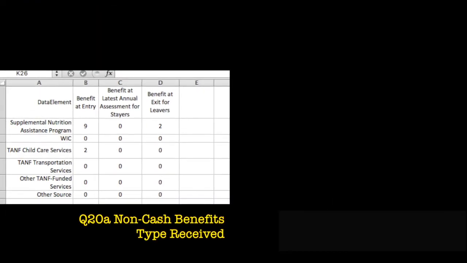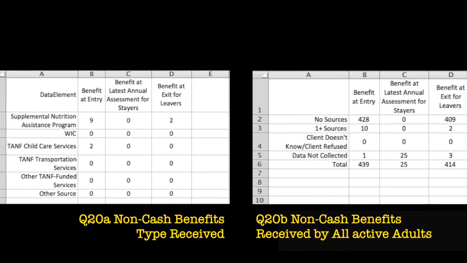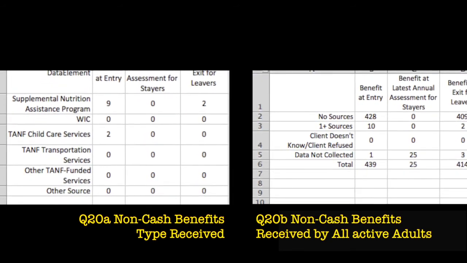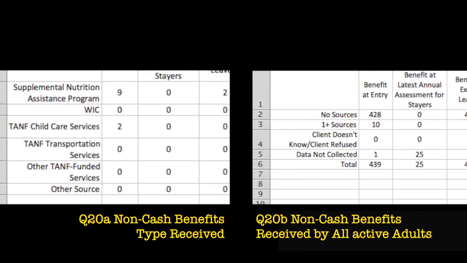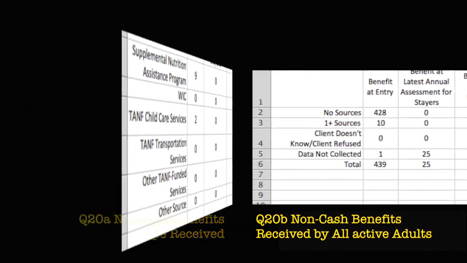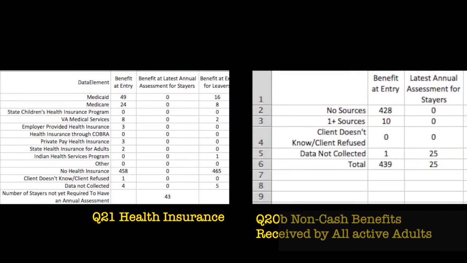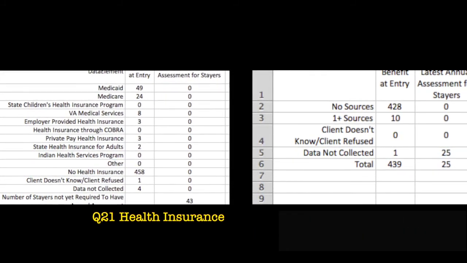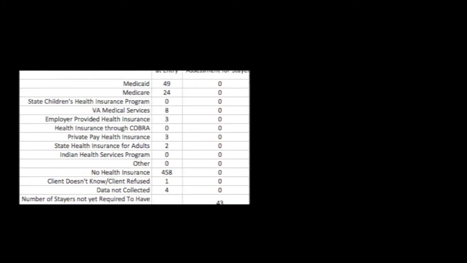Question 20A, 20B, and 21 all detail the type of non-cash benefits that a client might receive. This includes things like SNAP, aka food stamps, WIC, or TANF. It also has a section for another source if there's another local source in your area that clients often use.